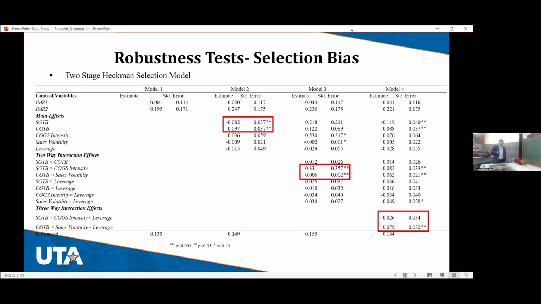So then we do a bunch of robustness tests to make sure that our results are actually indicating what they are and are not showing any kind of bias. The first step was to check for selection bias. Why selection bias? Because we are picking companies that have a customer on the board and a supplier on the board. So we run a Heckman correction model. We include the inverse Mills ratios based on the SOTB selection and on the COTB selection. And we find that the results continue to hold the way they are holding. So it gives us some sense that maybe selection bias is not so much of a concern for us.